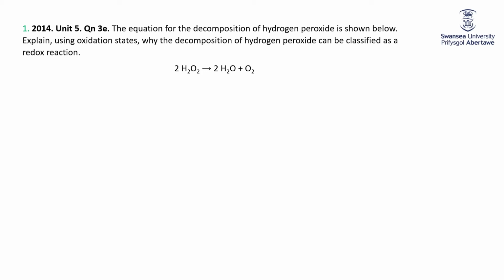And we'll go straight into it. The equation for the decomposition of hydrogen peroxide is shown below. Explain using oxidation states, oxidation numbers, why the decomposition of hydrogen peroxide can be classified as a redox reaction. Well, let's go through and assign oxidation numbers, shall we?